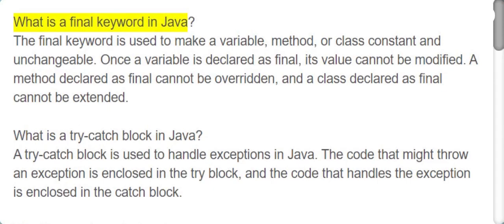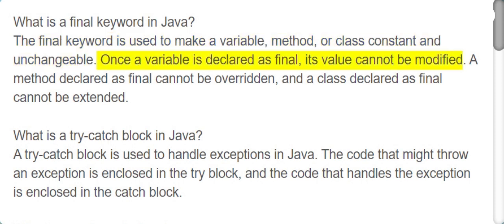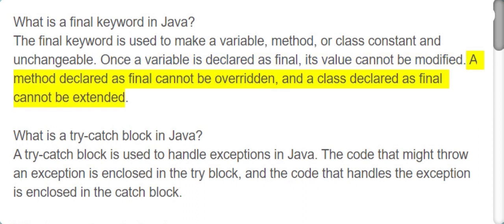What is a final keyword in Java? The final keyword is used to make a variable, method, or class constant and unchangeable. Once a variable is declared as final, its value cannot be modified. A method declared as final cannot be overridden, and a class declared as final cannot be extended.